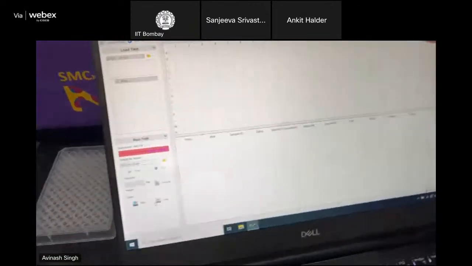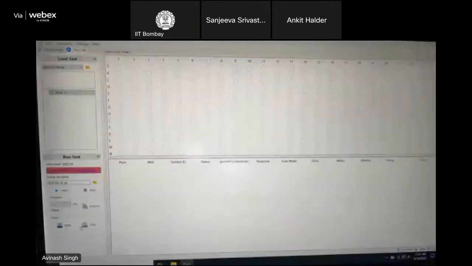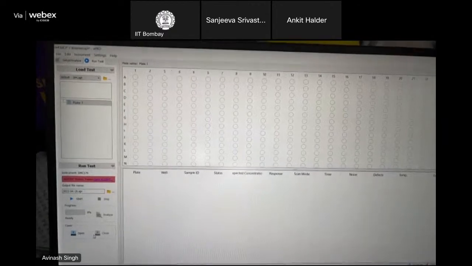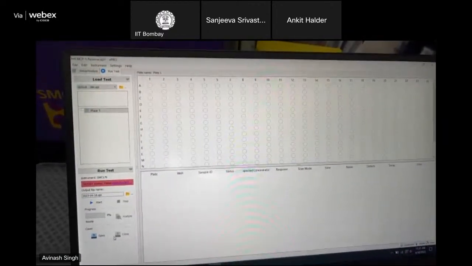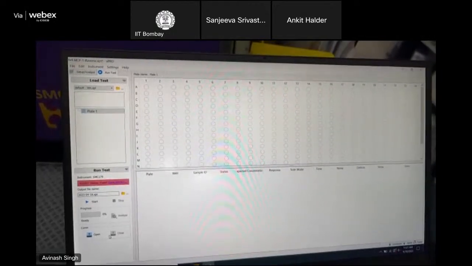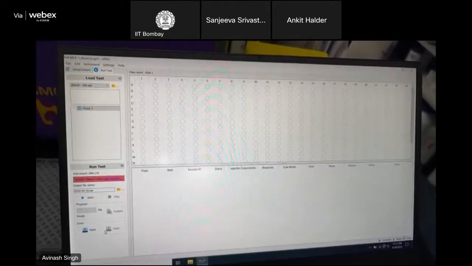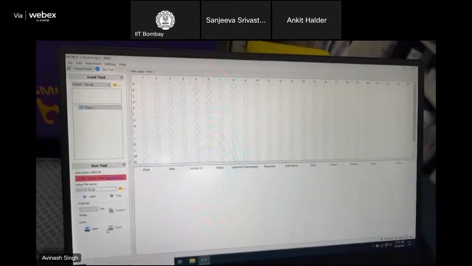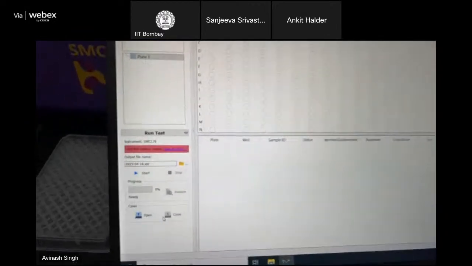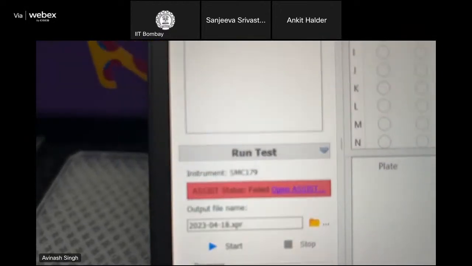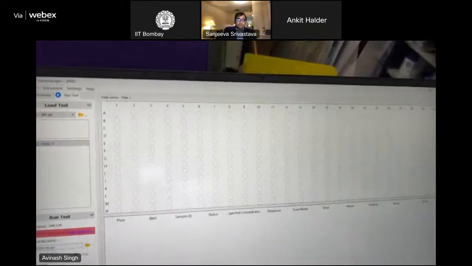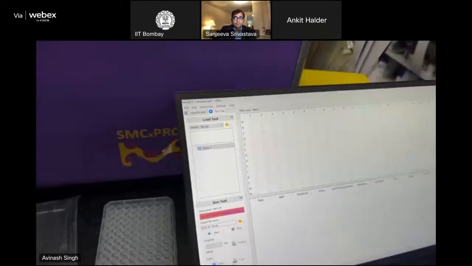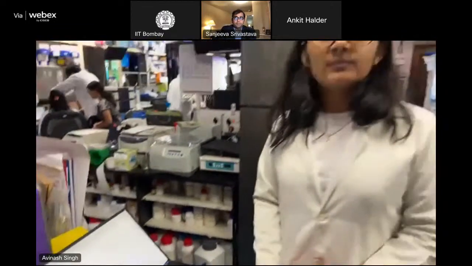So this is the software, and this is the plate layout. We can give the plate layout to the instrument, and it will measure the absorbance in the wells, and then with a standard curve, it will calculate the concentration of the analyte or the protein that we are looking at. So that's about SMC Pro. It's called single molecule counting. And thank you. Over to you, Professor.